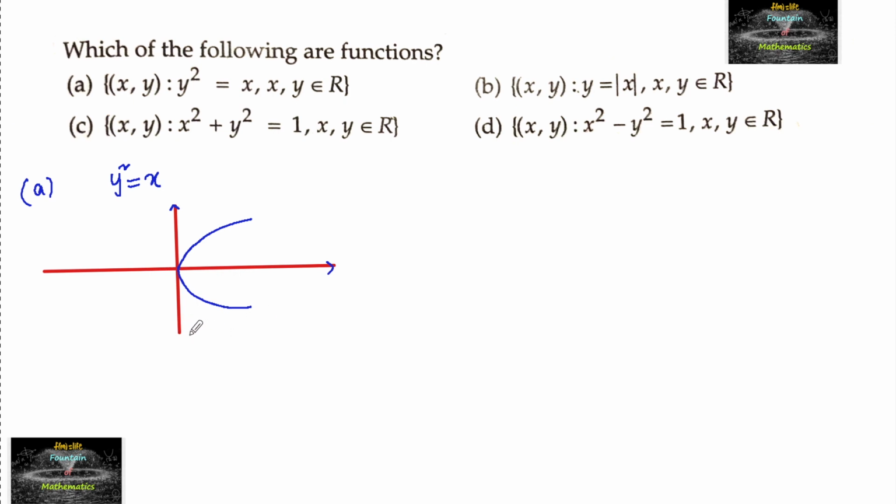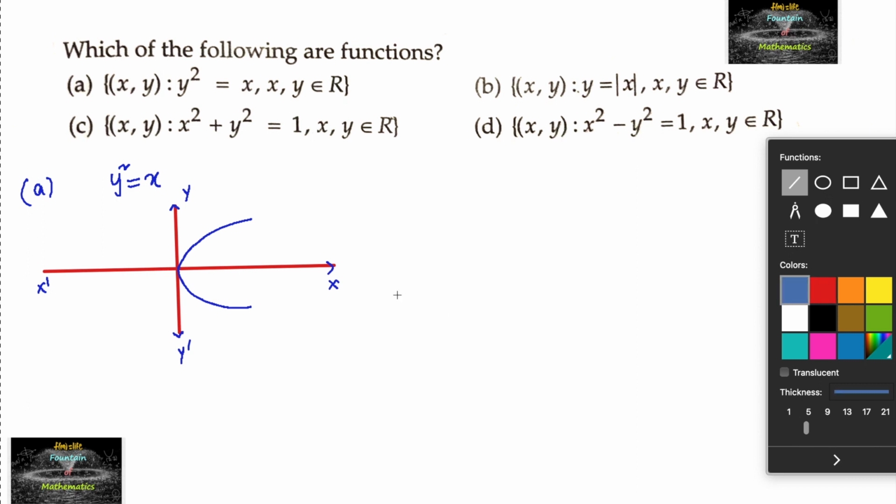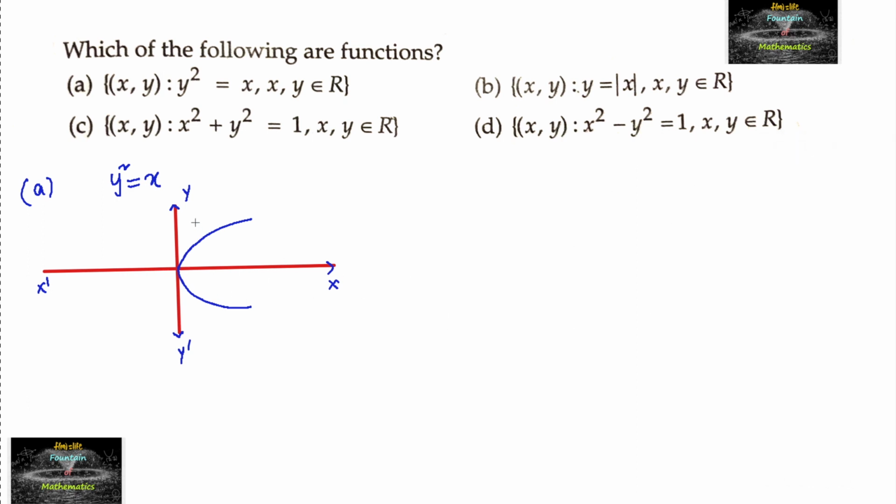and by using your vertical line test, so if any line is drawn parallel to y-axis, if it cuts at more than one point, then we can say that given relation is not a function. So here we can see that a vertical line is drawn. It cuts at 2 points for a particular value of x, which means that for one value of x here, say x is equal to some a, so we are getting two values.